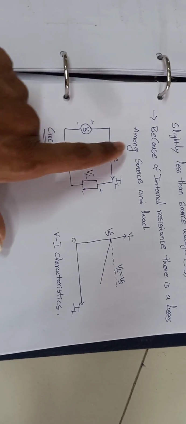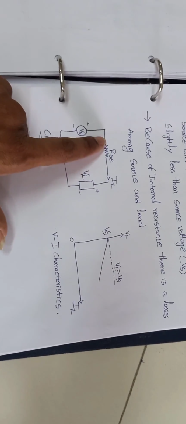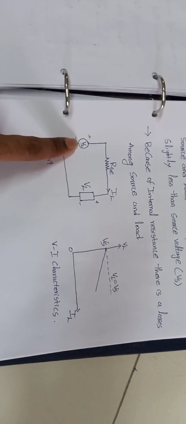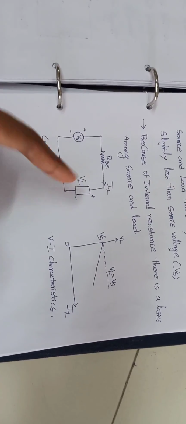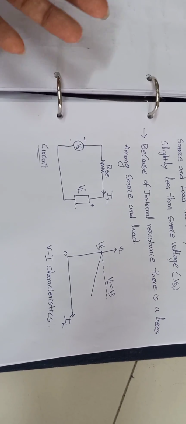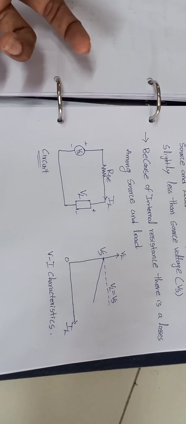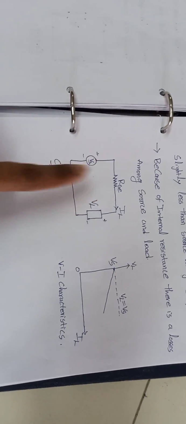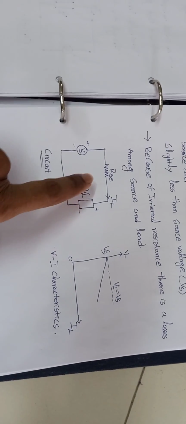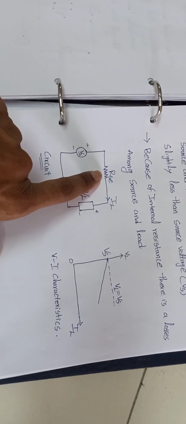but externally we can add one series resistance, because between a source and load we take a cable wire. So source and load we are connecting with conducting material, and that conducting material has a minimum resistance. Whether it is copper or aluminum conducting material, whatever the material, it contains a little bit of resistivity. Due to that resistivity there is a little bit of losses between source and load. We indicate those losses with the series resistance here.